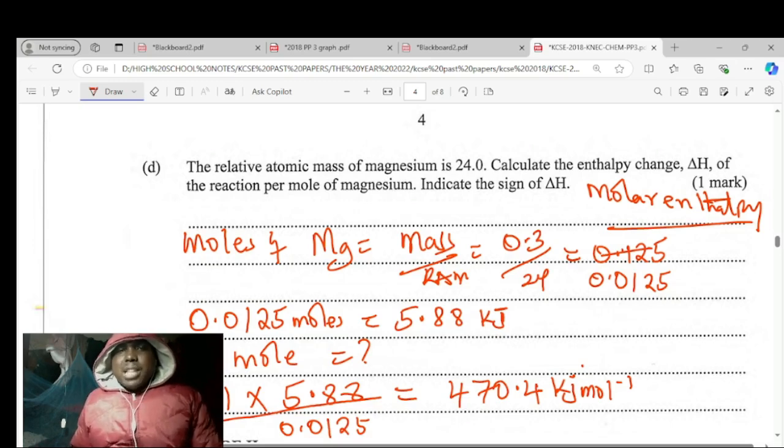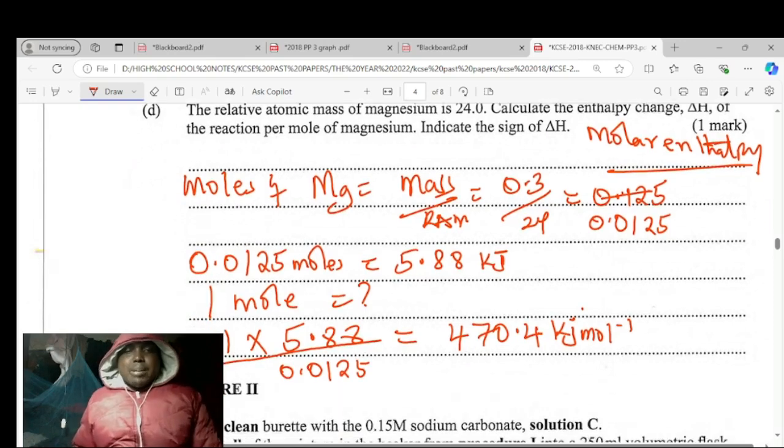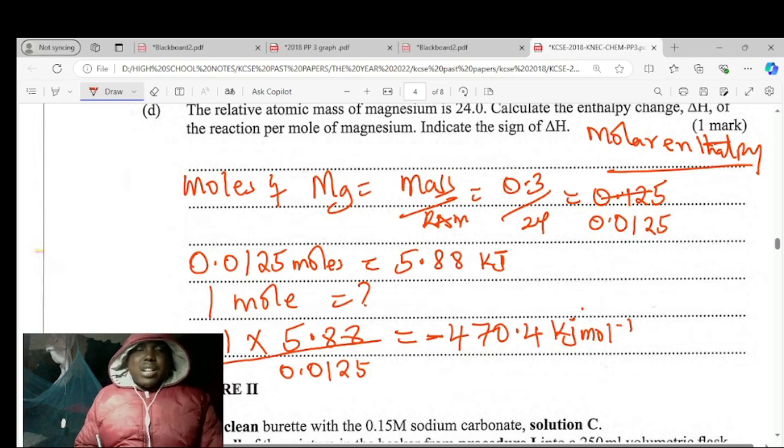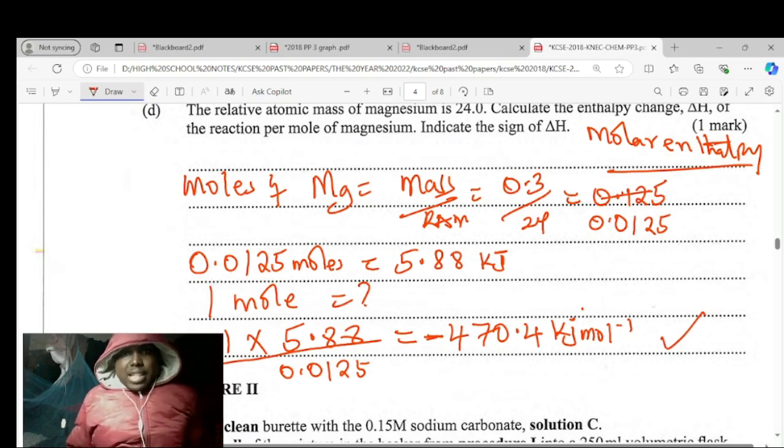Kwa hivyo to be careful, remember the reaction, temperature was increasing from 22, 43, 47, 48. So the reaction is exothermic. Whenever the reaction is exothermic, you indicate by writing the negative. Therefore, the final answer should be negative. So the answer should be negative 470.4 kilojoules per mole, and that is the molar enthalpy. The negative shows that the reaction was exothermic.